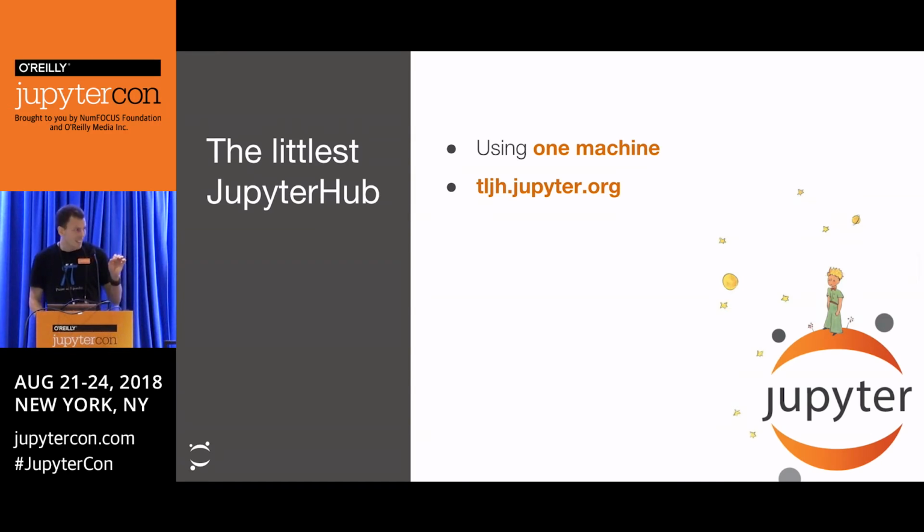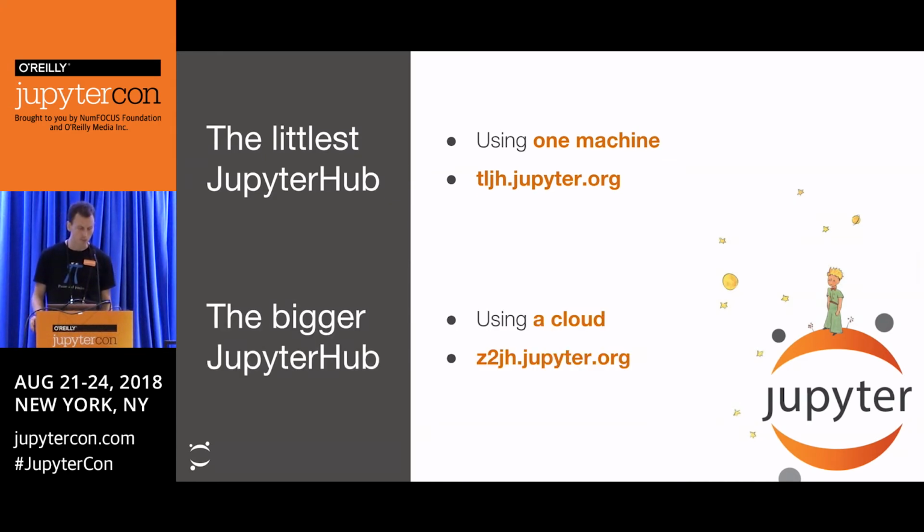But if you want to leave a recommendation for someone within the school to do so, there is The Littlest JupyterHub, which will run on one machine, and you can go to this web page to get more information on how to set it up. And there is also the bigger JupyterHub, which is part of the Zero to JupyterHub with Kubernetes project. There is a guide, and this guide is referenced there also.